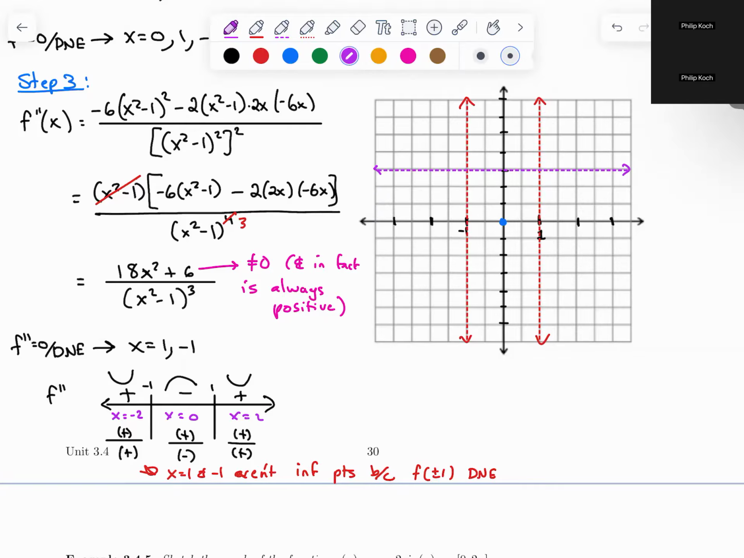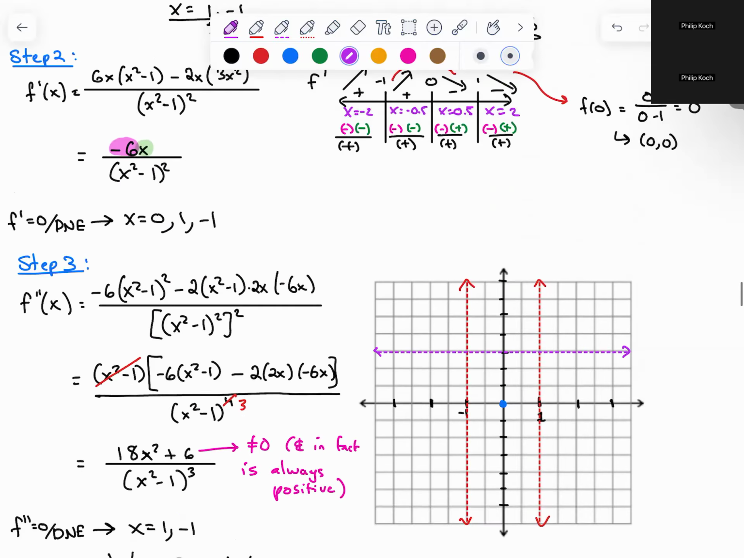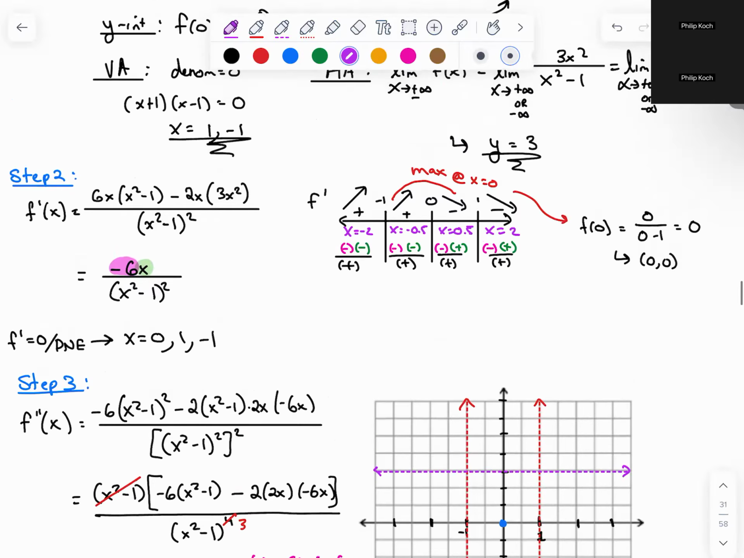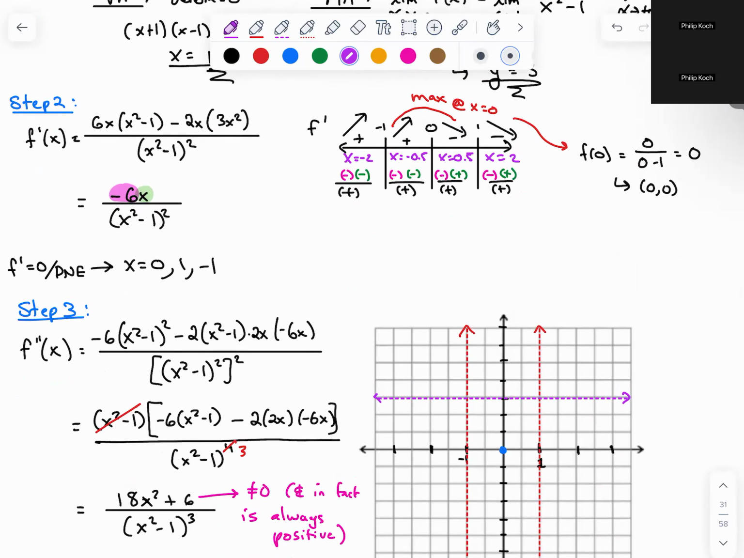And then going back through the information, there's really only one point that we ever found. If our relative maximum had been a different point, we'd plot that as well, but it ended up being the exact same point. Any questions so far?